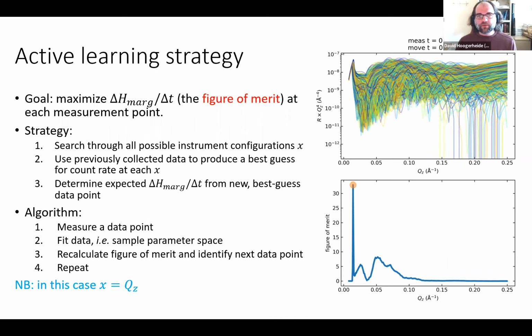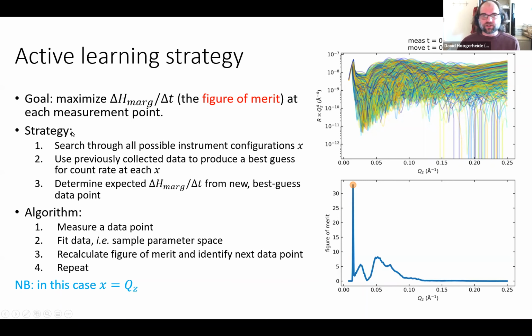All right, once we're armed with these concepts, we can actually come up with a strategy for doing our active learning. And now remember that what we want to do is optimize the rate of information flow into my experiment per measurement time. So this is going to be the marginalized information that I've gotten divided by the amount of time it took me to get there for each step. So this is my rate of information. And I'm going to just call this the figure of merit at each measurement point.